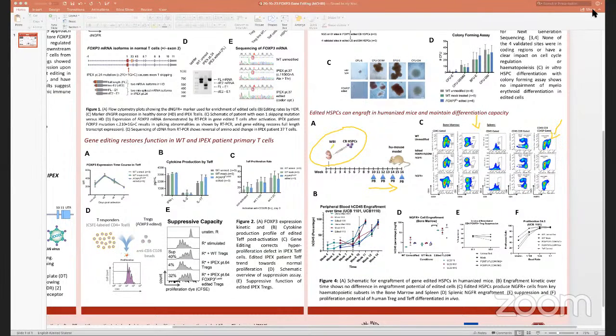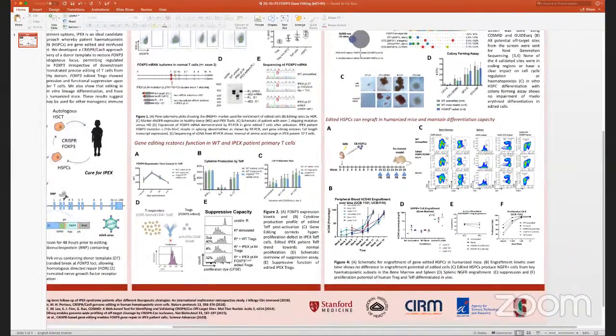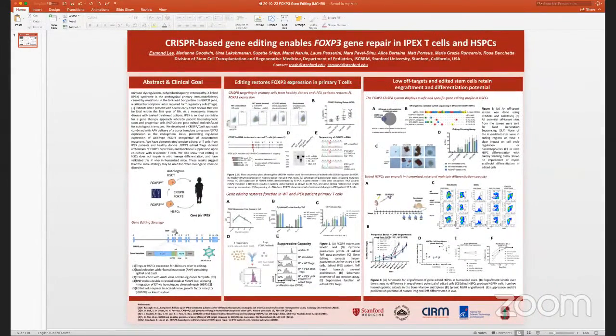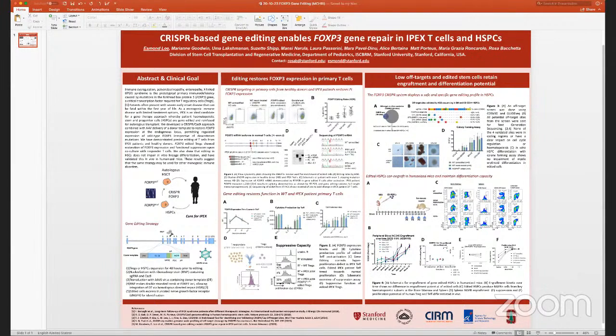We found that the T effector cells were able to proliferate upon stimulation, while the CD25 FOXP3 positive putative Tregs that were derived from gene-edited HSPCs were able to suppress activated T responder cells. So this was quite positive, and we believe provides preclinical evidence that this would work and that edited HSPCs are capable of engraftment and differentiation.